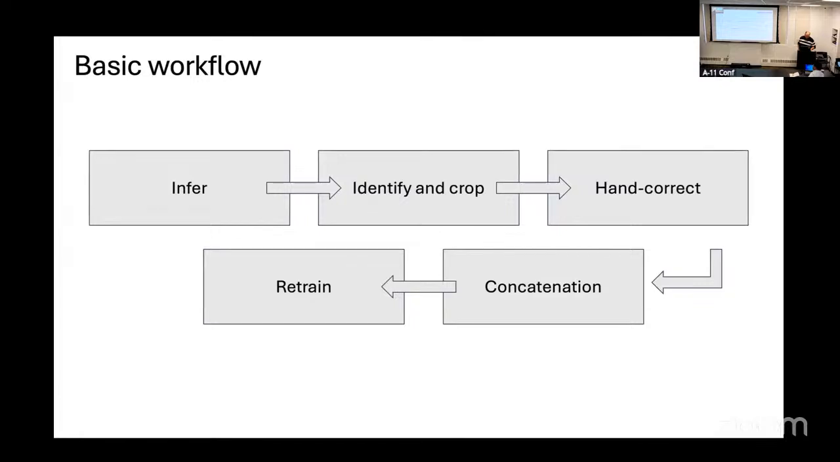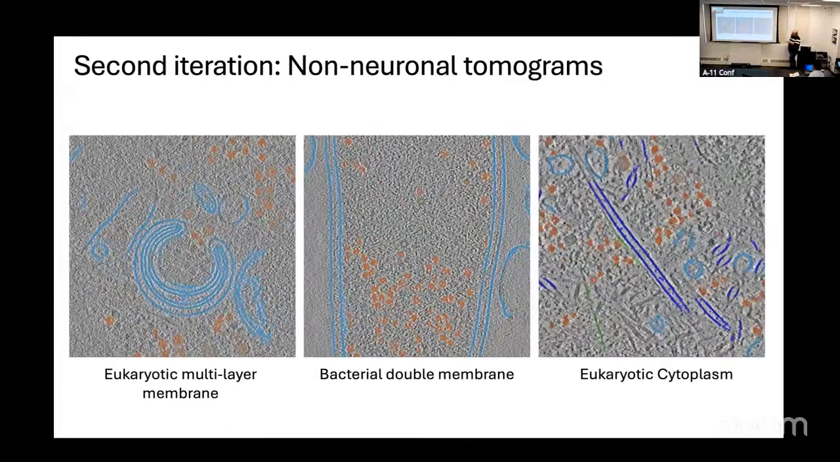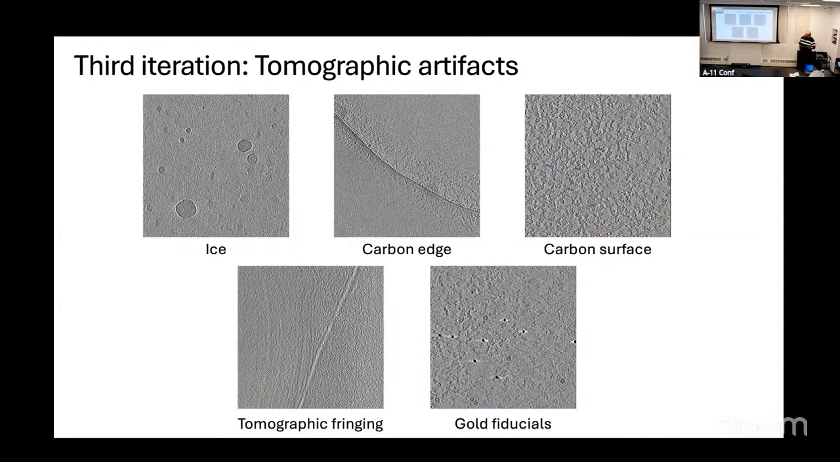We had a set of tomograms, and we would then go into non-neuronal tomograms. So we had these eukaryotic multi-layer membranes. We have a bacterial double membrane here. And then this is just some other eukaryotic cytoplasm where we had to strip certain misclassifications out and train the network to ignore those things.